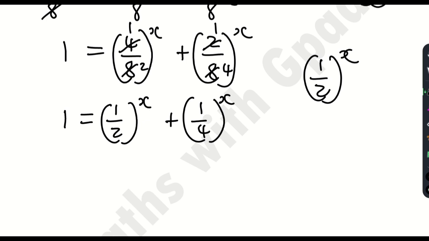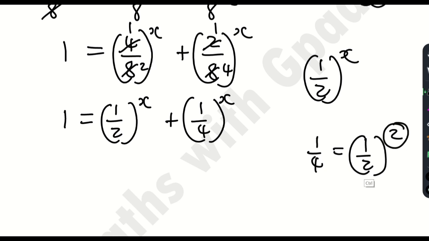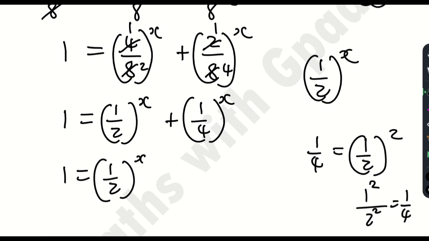That's very easy. 1 over 4 is equal to 1 over 2 all raised to the power 2. Do you agree? Of course, because if you apply this squared to 1 and 2, you're going to have 1 squared over 2 squared, which is 1 over 4. So you can see that I can actually rewrite 1 over 4 as 1 over 2 all raised to the power of 2. So let's do that. It's going to be 1 is equal to 1 over 2 all raised to the power x plus 1 over 2 all squared.